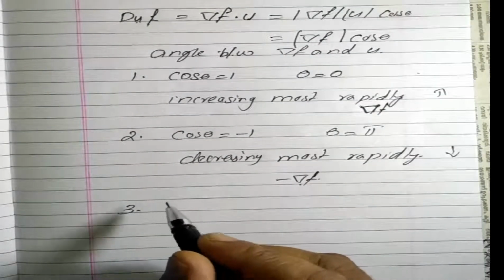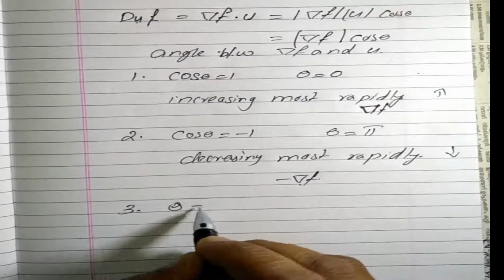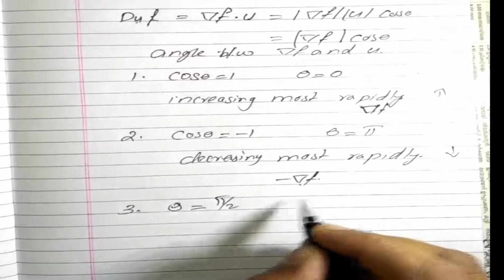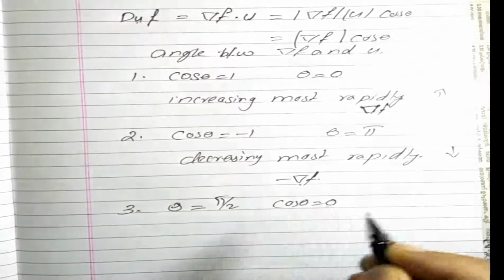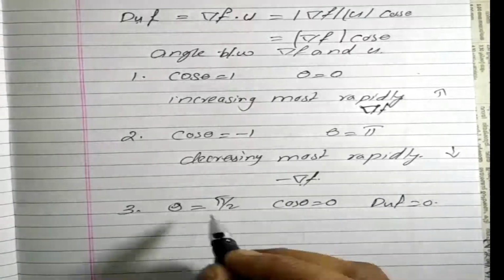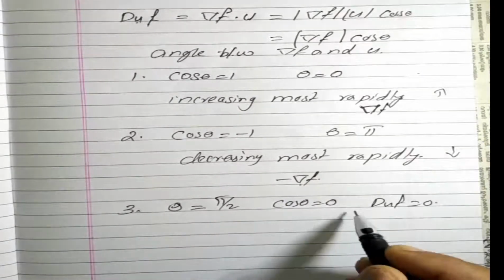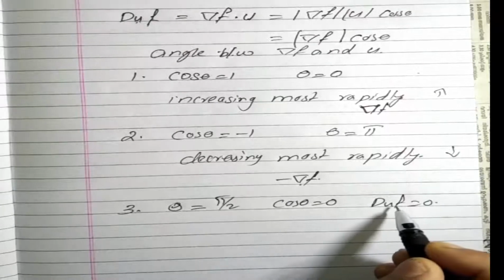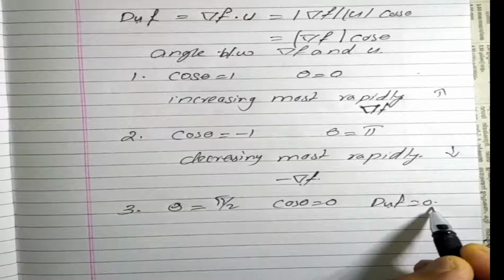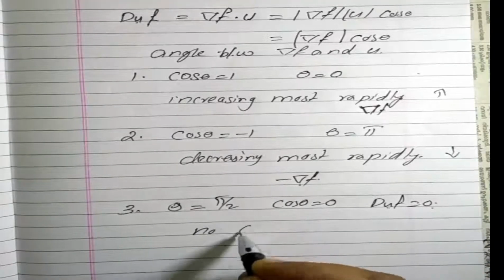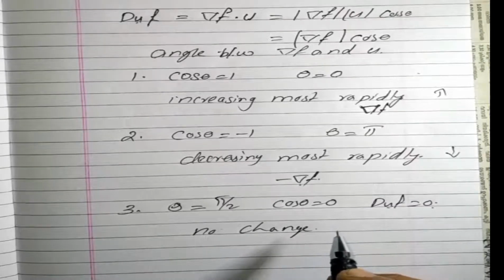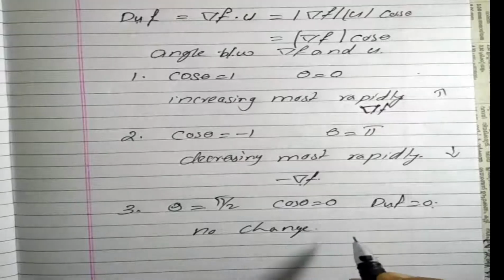What does neutral mean? Neutral means theta equal to pi by 2. Then cos theta is equal to 0, so the directional derivative D_u f equals 0. The derivative of f in the direction of u is 0, and the function has no change. So the directional derivative will be 0.